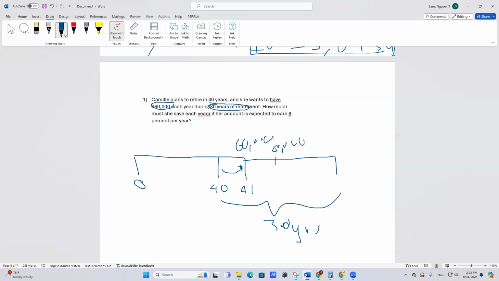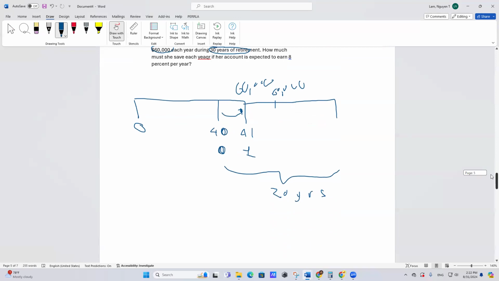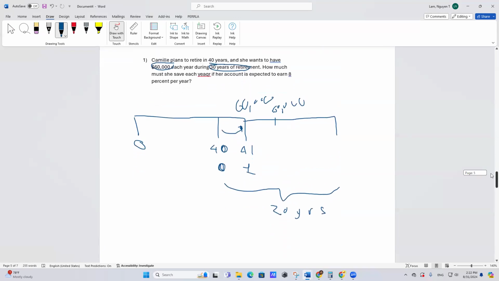All right. Another way you could do this, to make it easier: at year 40, I'm going to write 0, then 1, and then it's going to be for 30 years, right? I think that could be one way to make it easier. So you could immediately see that this is a two-part process, right?